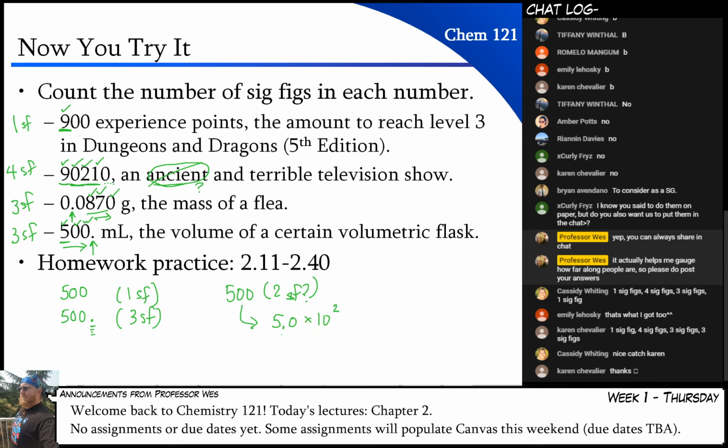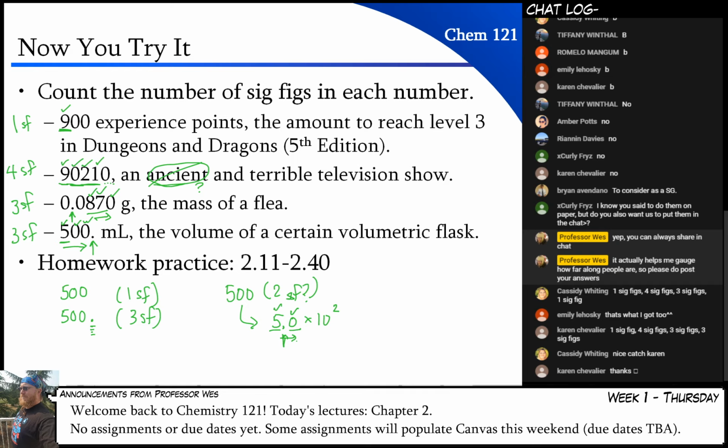Because then, now I have the decimal rule. This is a sig fig. This is to the right of it, so it's a sig fig. And I have only 2 digits there. And then 5.0 times 10 to the 2 is 500. So it has the same value, but it has the correct number of sig figs.